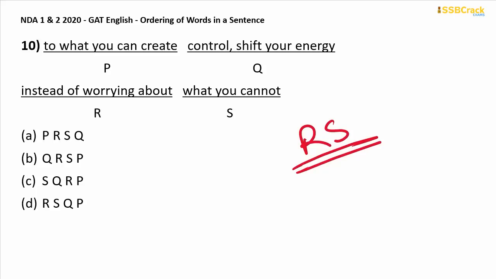So let's try to find out the RS combination. It's there in A. It's also there in B. But RS combination is not there in C, but is there in D. Now there is a problem because three of the options are having the same combination. So you need to find out some other link as well. So let's read: control, shift your energy to what you can create. You shift something to somewhere, right? Shift is a verb which is always followed by the preposition to. So control, shift your energy to what you can create.